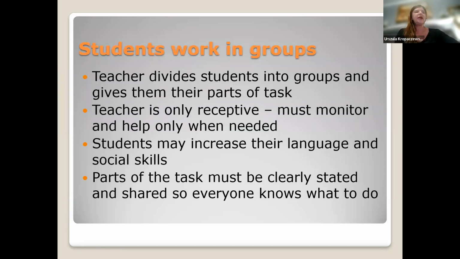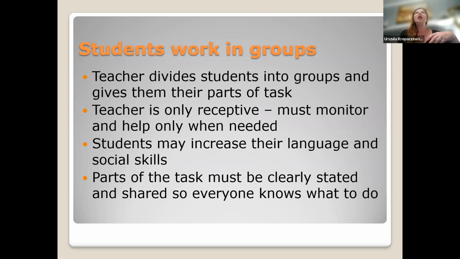Okay, so then some words about students working in groups. The teacher divides students into groups, and what we should remember is that sometimes we can let students form their own groups. But you cannot do it on a regular basis, because then you will end up with students only working with the same students all the time. No, so you have to divide students into groups.